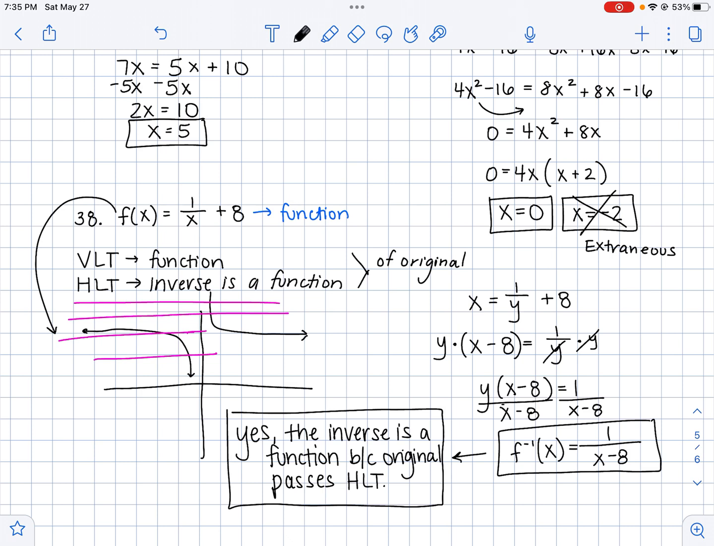And as I stated, that is a function. You could also graph that and make sure it passes the vertical line test. Either way, it should work.